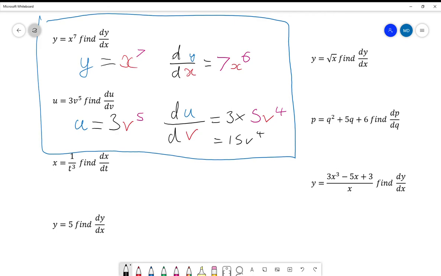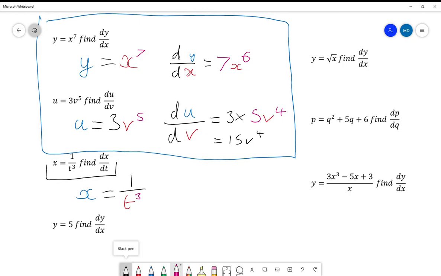Now, here we've got x and t, just like in our original ones. This is asking us to find velocity here, dx by dt, where x is position. But our problem is not that. The problem is the form it's written in. So we have x equal to 1 over t cubed. And this looks like it's fine. It looks like it's in exactly the situation we want.